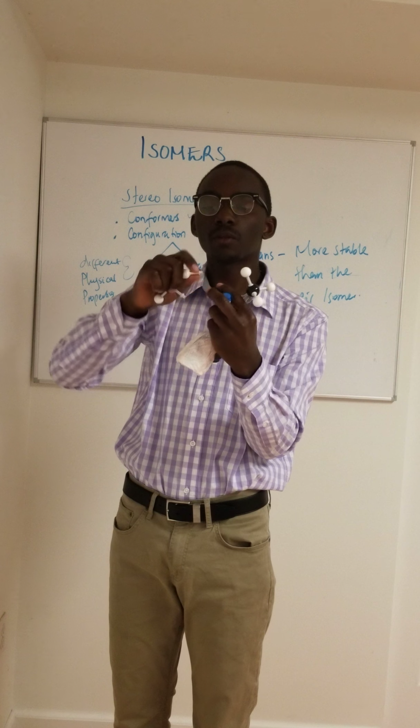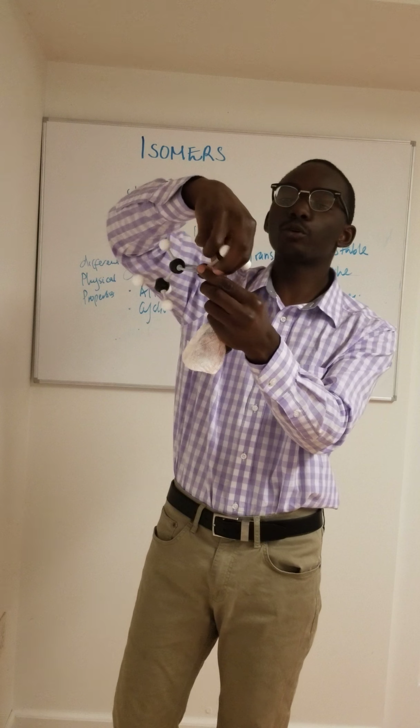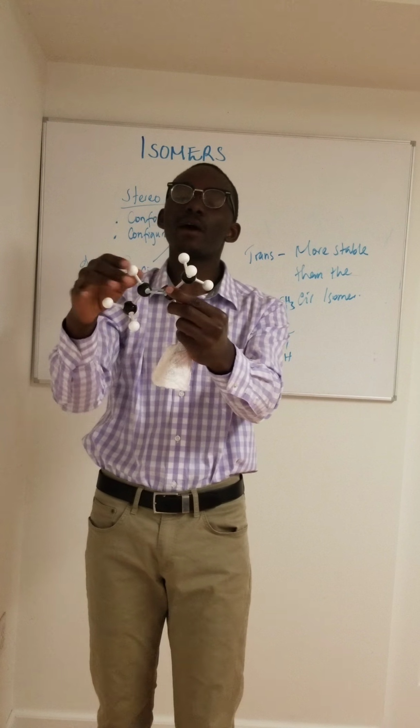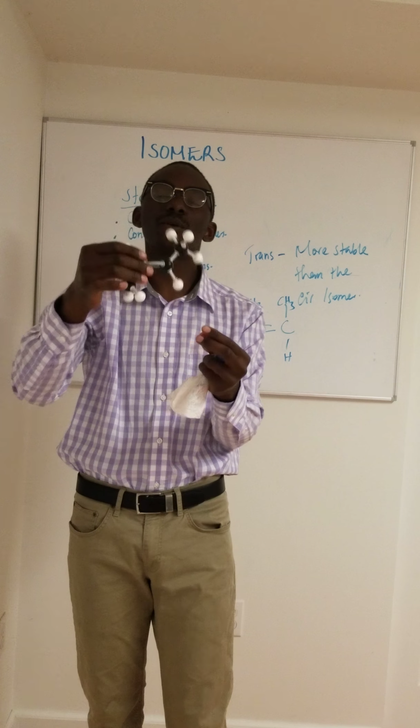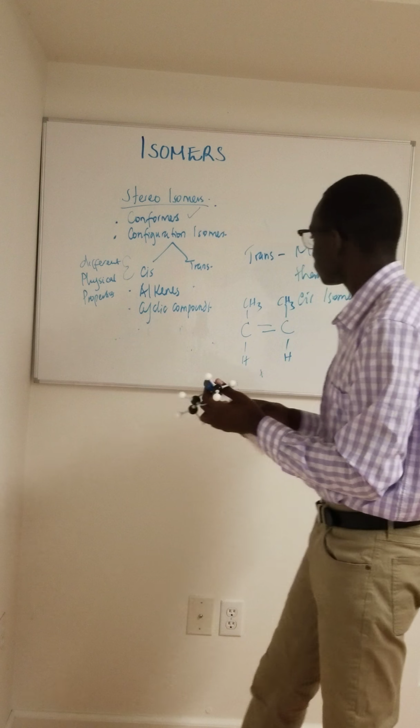Whereas in trans, we see that there is even distribution of these electron clouds. So therefore, if this methyl group is on the opposite side of this, there will be less steric hindrance. Hence, the trans molecule is more stable than the cis isomer.